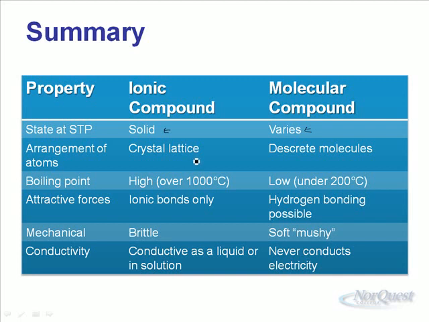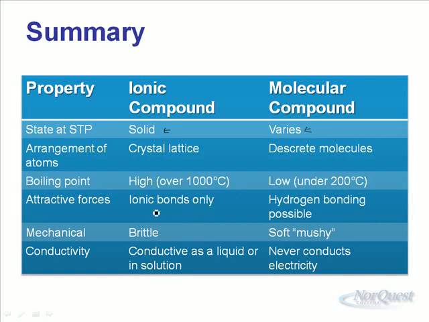Arrangements of atoms, this you can't see, but it might tell you how the rest of the properties go. Ionic compounds form crystal lattices. Molecular compounds form discrete molecules, and this is what causes the rest of these properties. Crystal lattices, because everything's packed together, boil at relatively high temperatures. Discrete molecules, it's easy to separate them. Most of them boil well under 200 degrees Celsius.